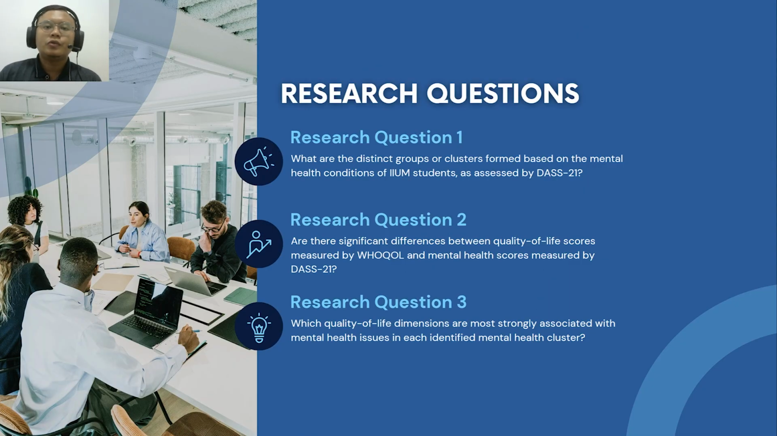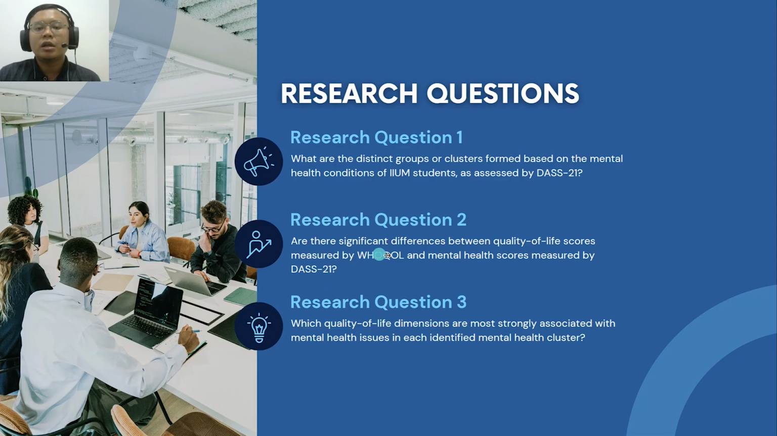So based on those research problems, there will be research questions that have been built. The first research question is: what are the distinct groups or clusters formed based on the mental health condition of IIUM students as assessed by the DASS 21? And then the second research question is: are there significant differences between the quality of life scores measured by WHOQOL and mental health scores measured by the DASS 21?